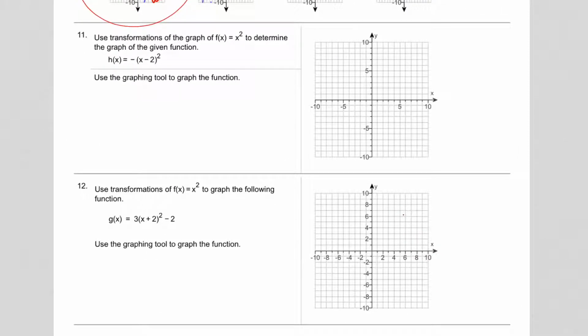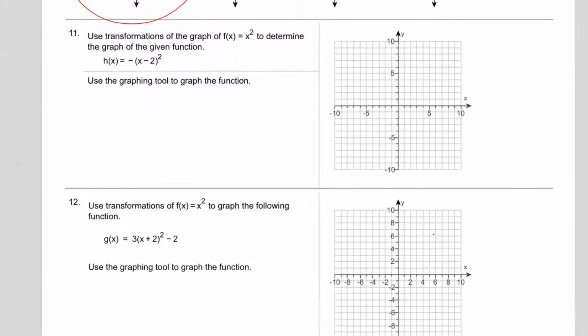Number 11. Use transformations of the graph to determine. So this one you're actually going to graph yourself, just like on the test. All right, so we know the parent function basically is one of these guys. And so we're going to shift that. First of all, we're going to reflect it over the x-axis, so it's going to go upside down. And then we're going to go to the right 2. So our new vertex is right here. So we just need to do a quick sketch. It doesn't have to be perfect.